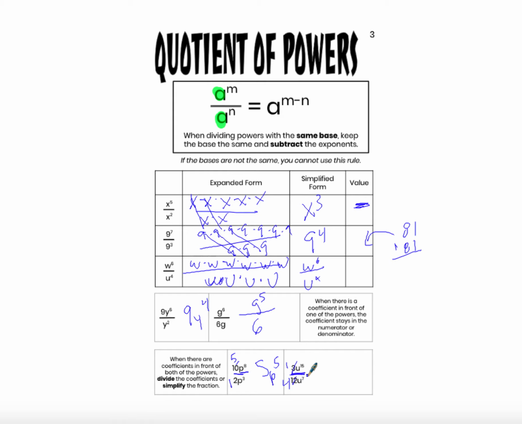U to the 15th divided by u to the 7th is u to the 15 minus 7, which is u to the 8th. And again, that 4 needs to stay in the denominator. It is not equivalent to 4 u to the 8th. If it makes more sense to you, you can write u to the 8th as 1/4 u to the 8th. But I think generally this is the more straightforward version. Here we could have written 1/6 g to the 5th, but I think keeping that 6 there is again more straightforward.